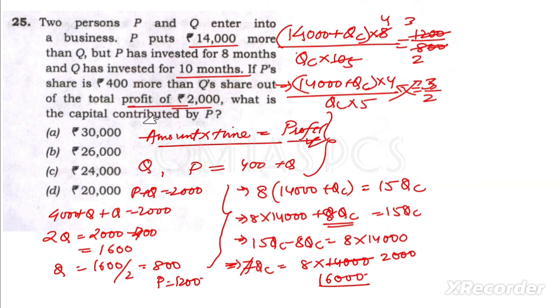So what is the contribution of P? P's contribution is 14,000 plus 16,000, which will be 30,000. So our answer is 30,000, option A. So this is our solution.